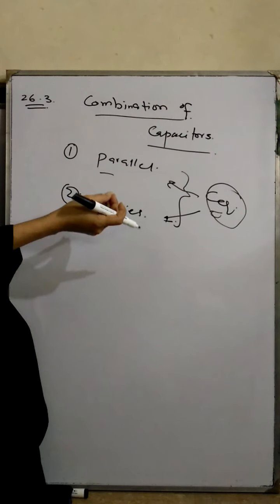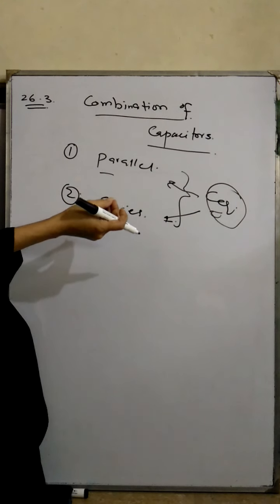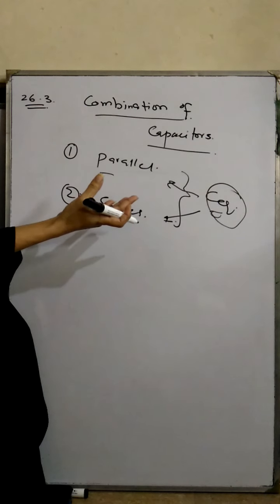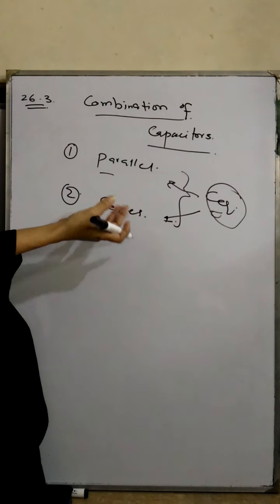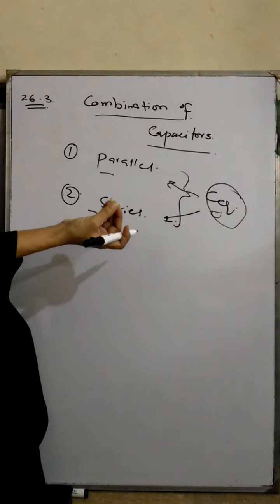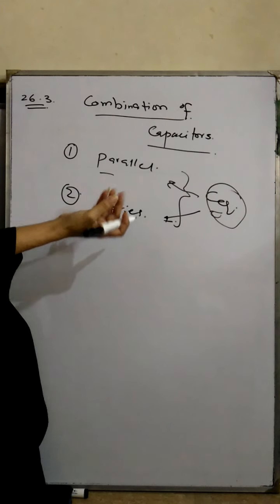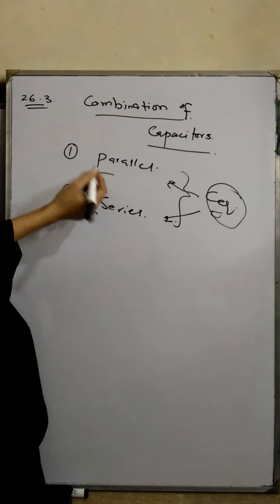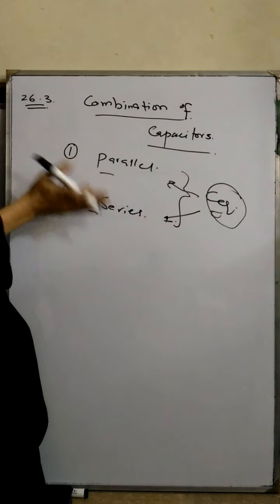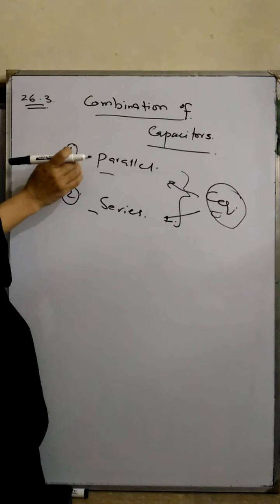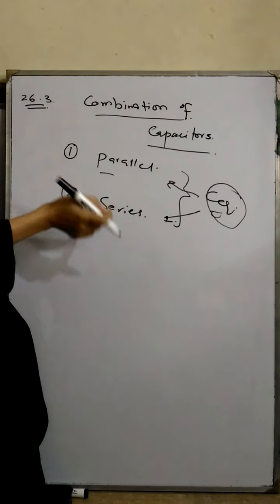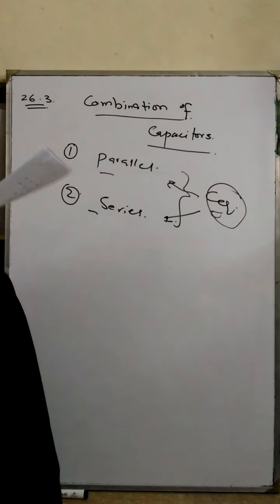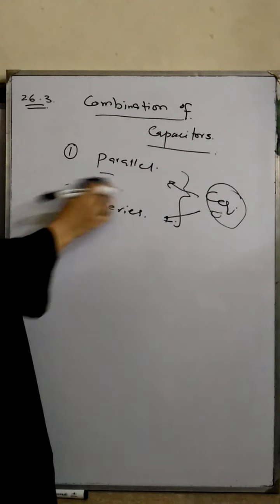So for that we may solve the equation and find the equivalent capacitance which may be available for us to use in the circuit. So these are the two reasons for which we may need to find the equivalent capacitance of a circuit. Now I will solve one by one. First I'll solve the parallel combination and then I'll solve the series combination. So for parallel combination, let us draw the diagram.